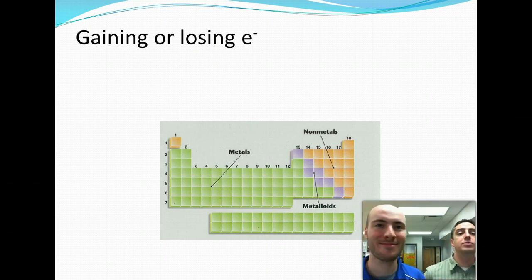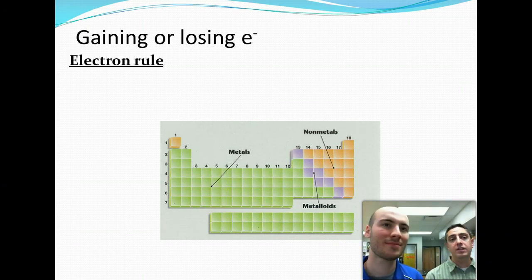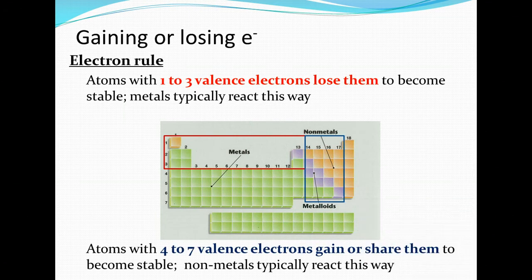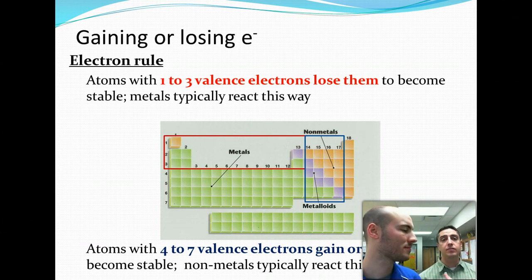Okay. So, gaining or losing electrons, how do you figure it out? How are we going to know if they're going to gain or lose? Well, it's actually not that complicated. One of the easiest ways you can look is there's this thing called the electron rule. Basically, atoms that have 1 to 3 valence electrons will tend to lose them to become more stable. And if you look on the periodic table, the metals all tend to fall in that category. So another way to look at it is if you're a metal, you're typically going to lose those electrons and become positive. And as you're doing that, you're going to form bonds. Atoms that have 4 to 7, and usually we say 5 to 7, but we'll include 4 for this, tend to gain or share electrons to become more stable, therefore becoming negative if they're an ion or not. And the vast majority of those tend to be nonmetals.